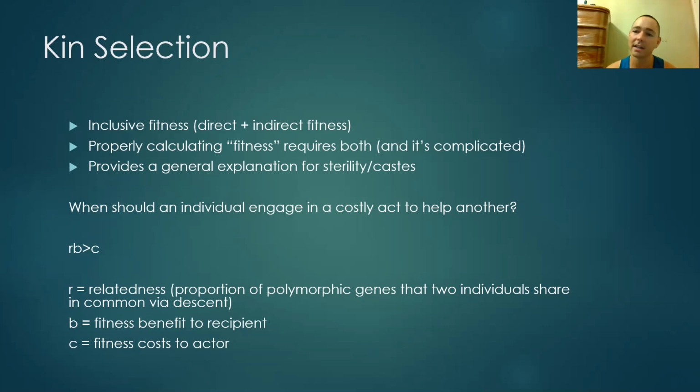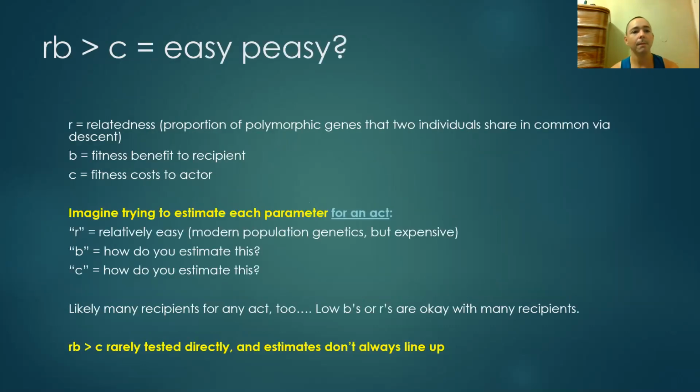If the product of the relatedness and the benefit to the recipients, because it can be multiple, is greater than the cost to me in terms of whatever fitness proxy we have, you will see this trait spread through the population. It will increase in frequency and severity. Now, imagine trying to estimate this in the real world. How do you test Hamilton's rule?